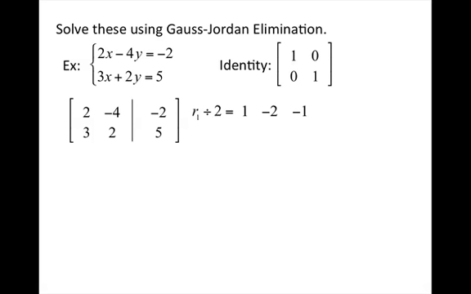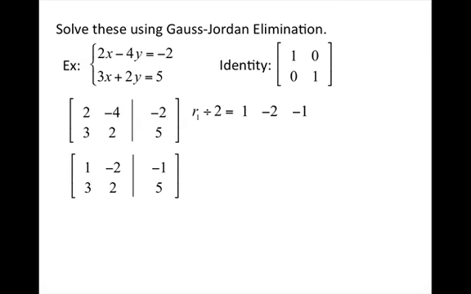Since I wanted to change row 1, this is going to become my new row 1, and row 2 is going to stay the same. So row 1 becomes 1, -2, -1. And row 2 is going to stay a 3, a 2, 5. Now that I've got my 1 in place, I work on my 0. There's 2 steps to get your 0. We're going to first multiply and then add.